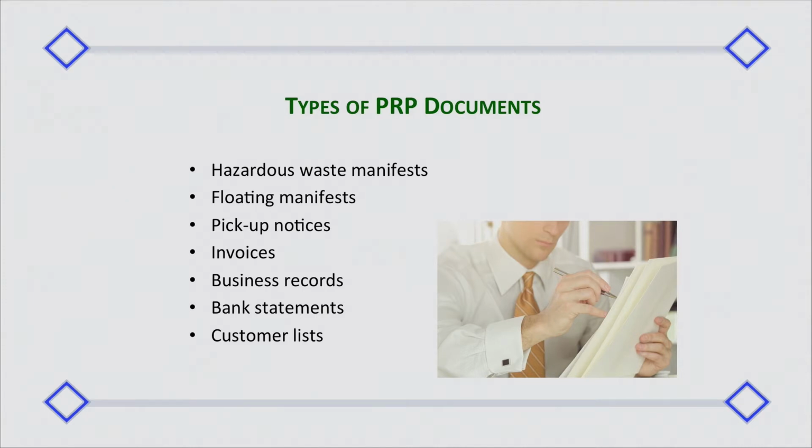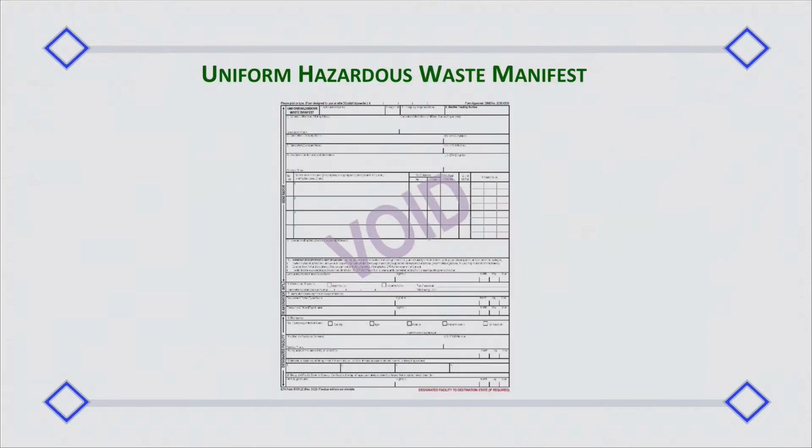This document is designed to record the transportation of all hazardous materials. As the name implies, this is a form that is used by all waste haulers to document the transportation of hazardous waste. Each state may have its own version of the form, but the format and information included is generally the same for all states.